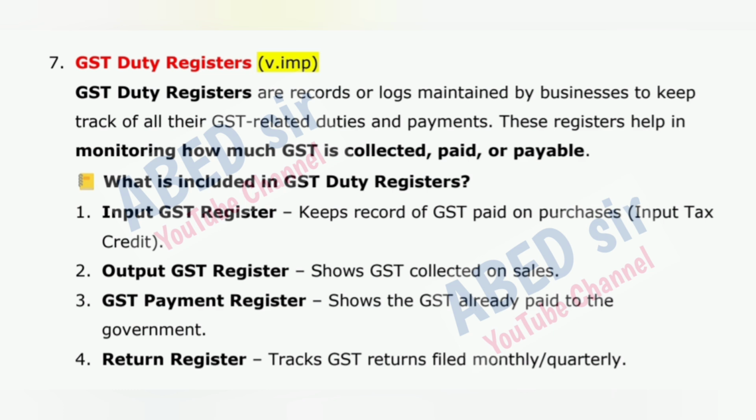What is included in GST duty registers? 1. Input GST register keeps a record of GST paid on purchases, input tax credit. 2. Output GST register shows GST collected on sales. 3. GST payment register shows the GST already paid to the government. 4. Return register tracks GST returns filed monthly or quarterly.